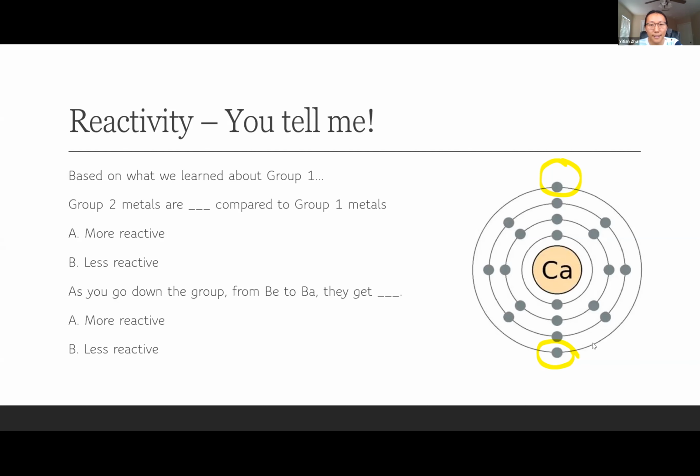All right, most people are saying less reactive. And that's right, they are less reactive. That's because it's harder to lose 2 electrons versus losing 1. And so for the second question, as you go down the group, they get more reactive. So anybody who said that they get more reactive is correct. And that's because the electrons are further away and they're more wild and they're less controlled.